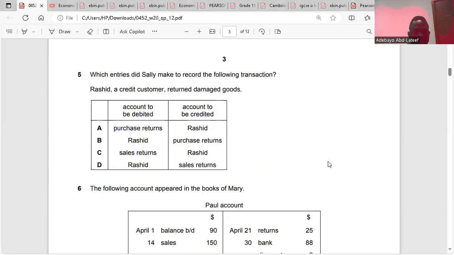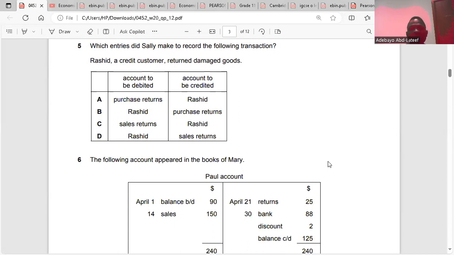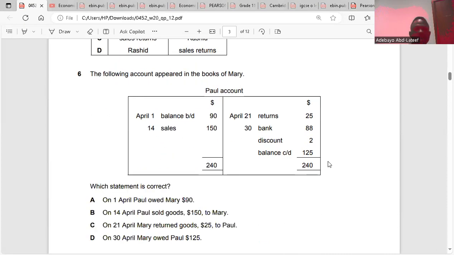Question 5. Which entries did Sally make to record the following transaction? Rashid, a credit customer, returned damaged goods. As soon as damaged goods are returned, you have to debit sales returns and you credit the customer's account. Yes. Question 6. The following account appeared in the books of Mary. Which statement is correct? In as much as Mary is preparing the books, a debit entry in the books of Mary, in Paul's account, means that Paul is owing Mary. You get it? So the answer is A.